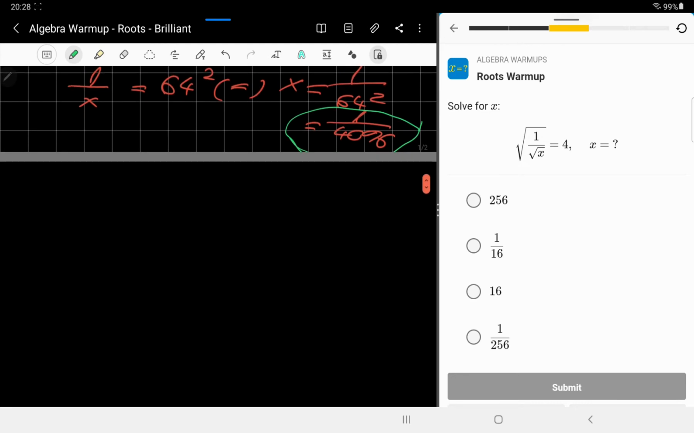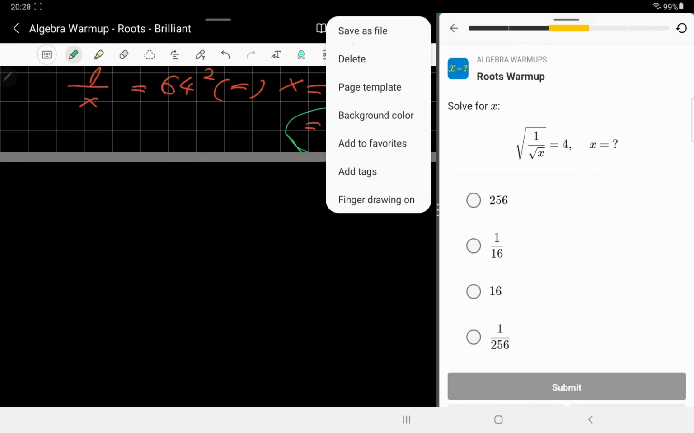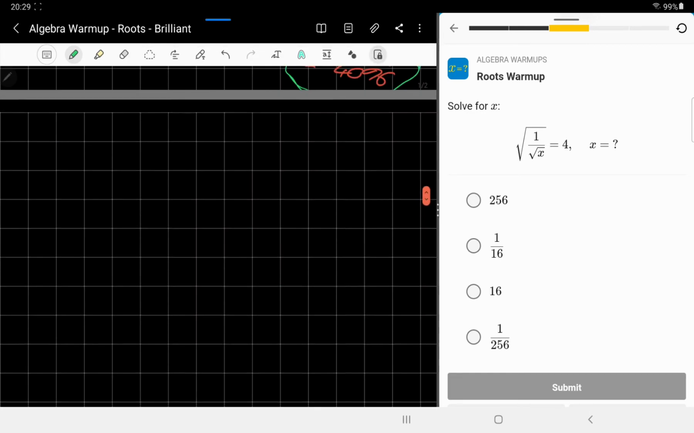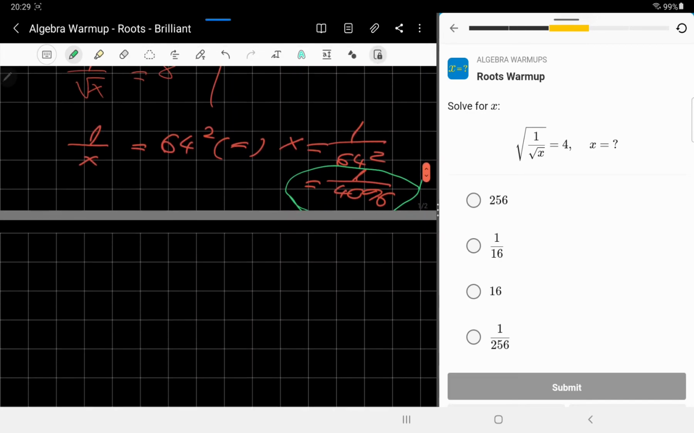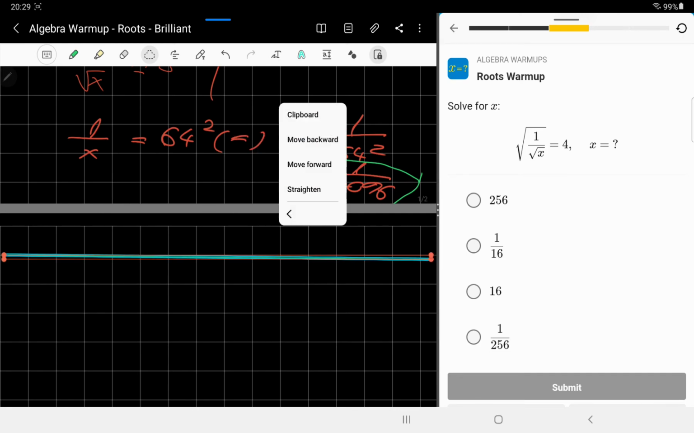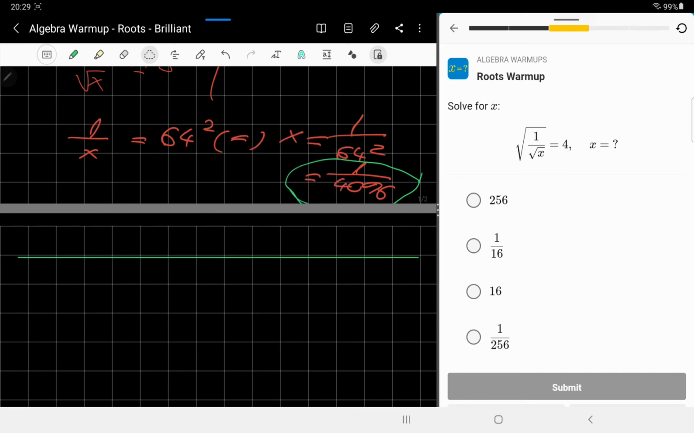All right, we have a blank template here. We'll just do the grid template, the page template, the grid one. To be consistent, we'll apply a straight line, and with the power of Samsung Notes, we can straighten this line like that. And moving on to the next one.